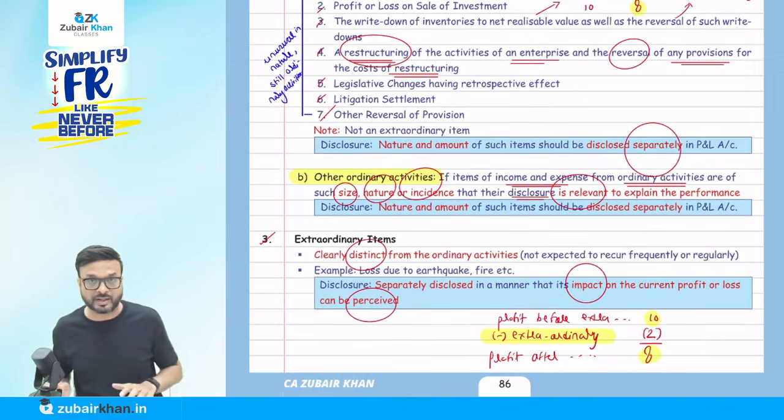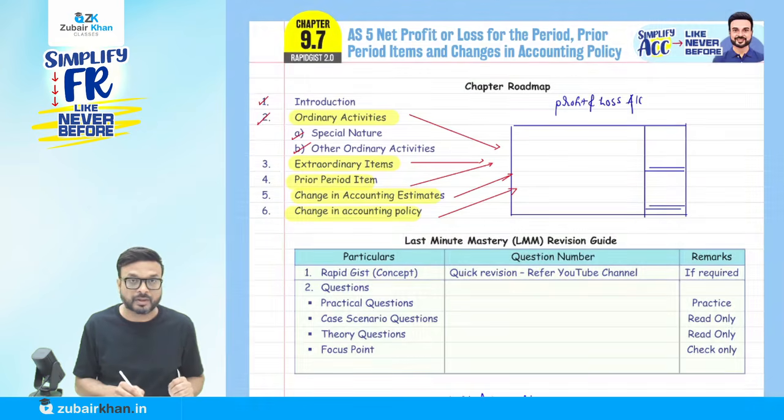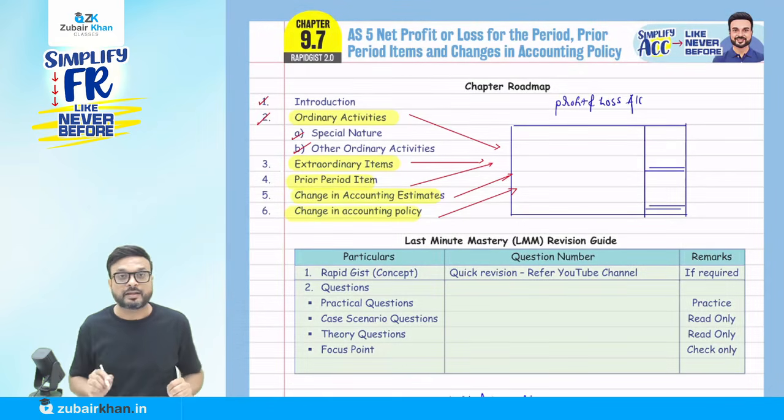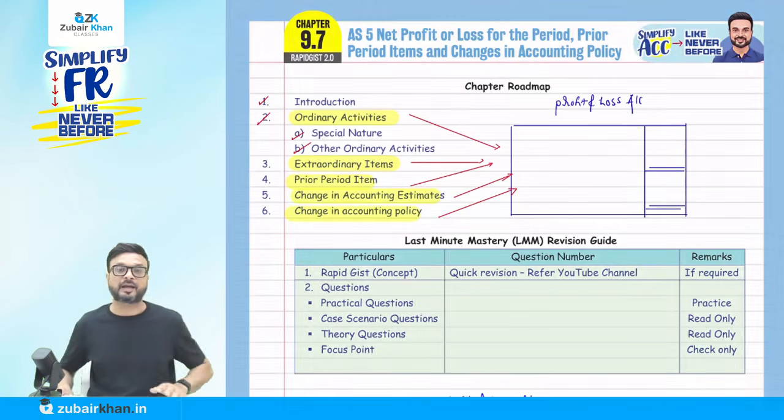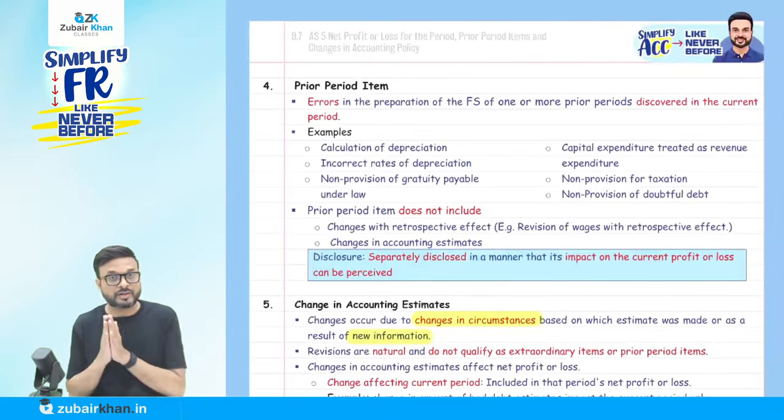Now we talk about the extraordinary item. So we have discussed here the ordinary activity, special nature, other ordinary activity, then extraordinary item. Now we will discuss the next one, that is a prior period item. Now what happened here? What do you mean by prior period item? First, you have to understand the meaning.